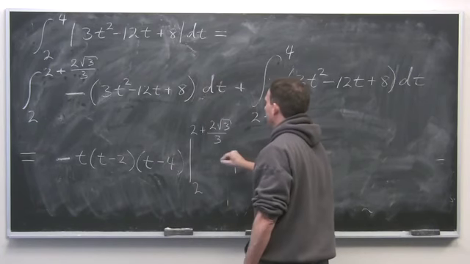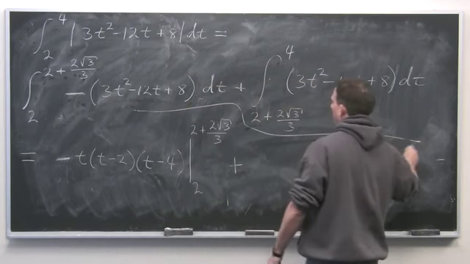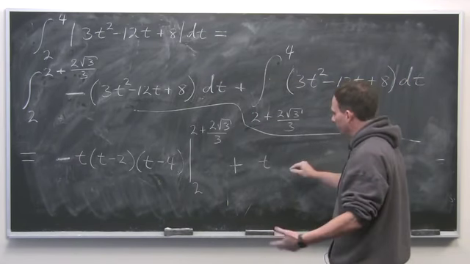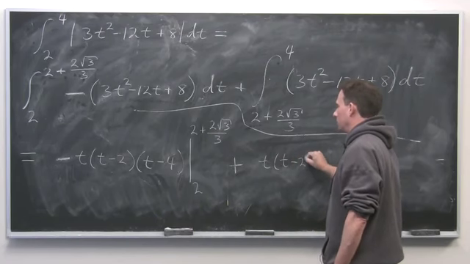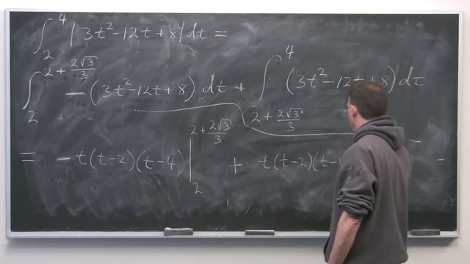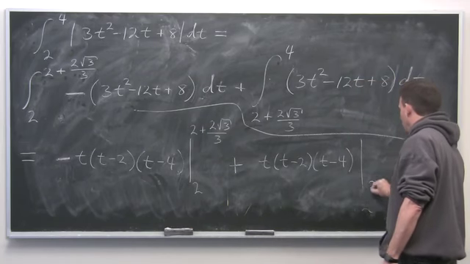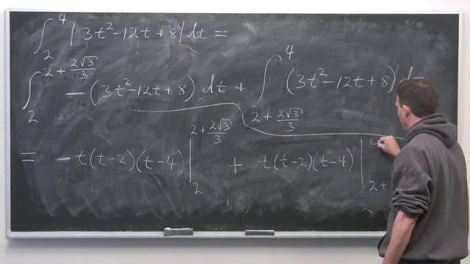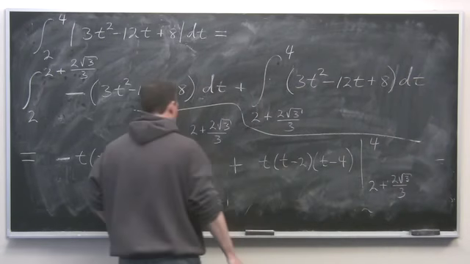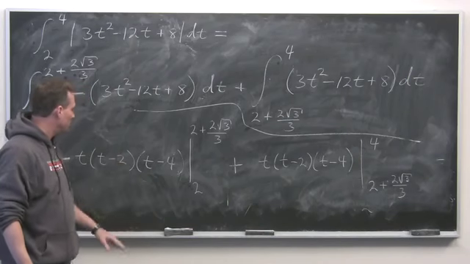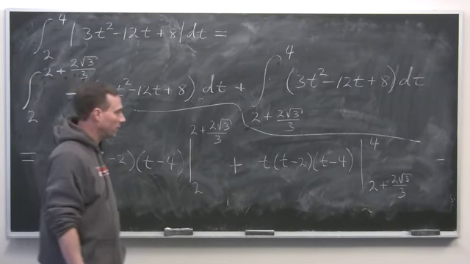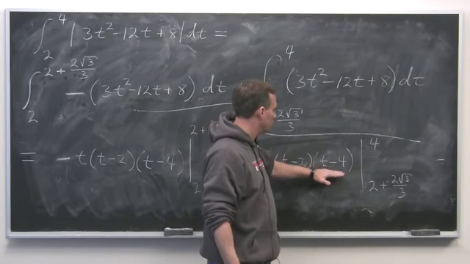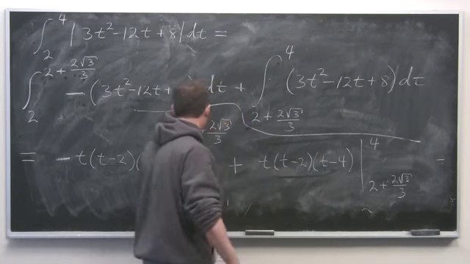And then you have to add to that, well, you take an antiderivative of this, but we know that's t times t minus 2 times t minus 4. And it's evaluated from 2 plus 2 times the square root of 3 over 3 to 4. And we have to evaluate both of these. Now, at this lower limit of integration, when we plug in 2, we'll get 0 because of this part. At this upper limit of integration over here, when we plug in 4, we'll get 0 here, and so we'll get 0 for that part.